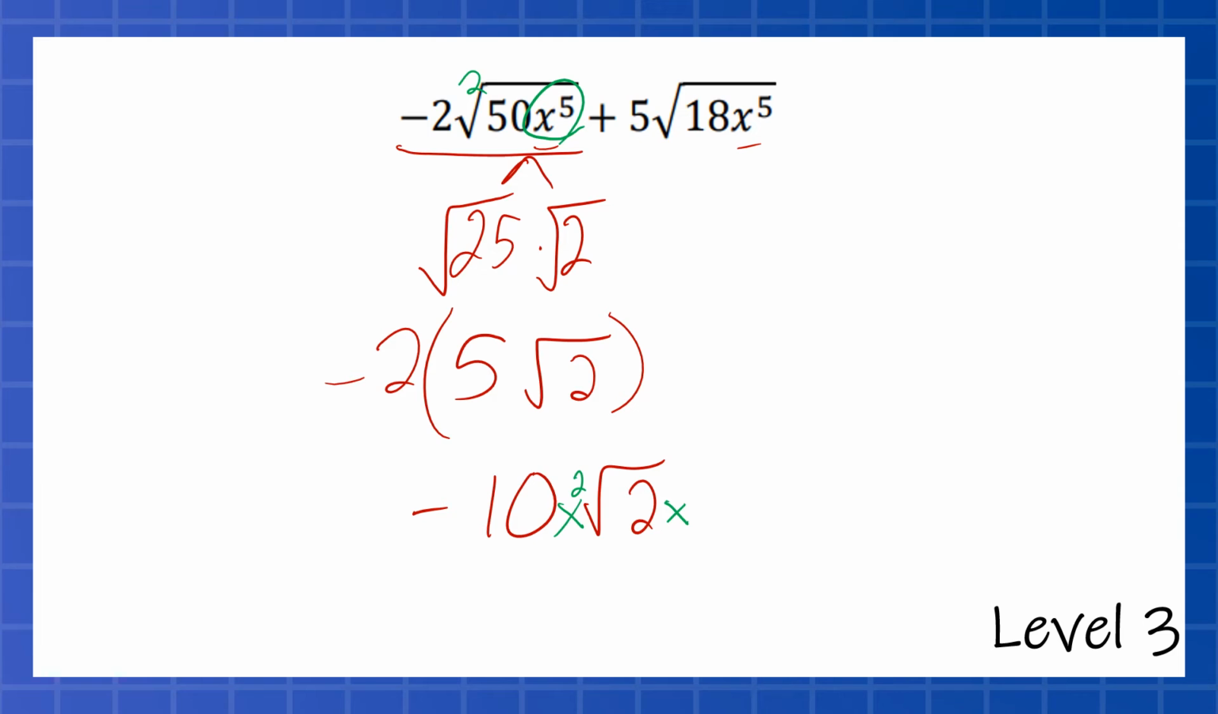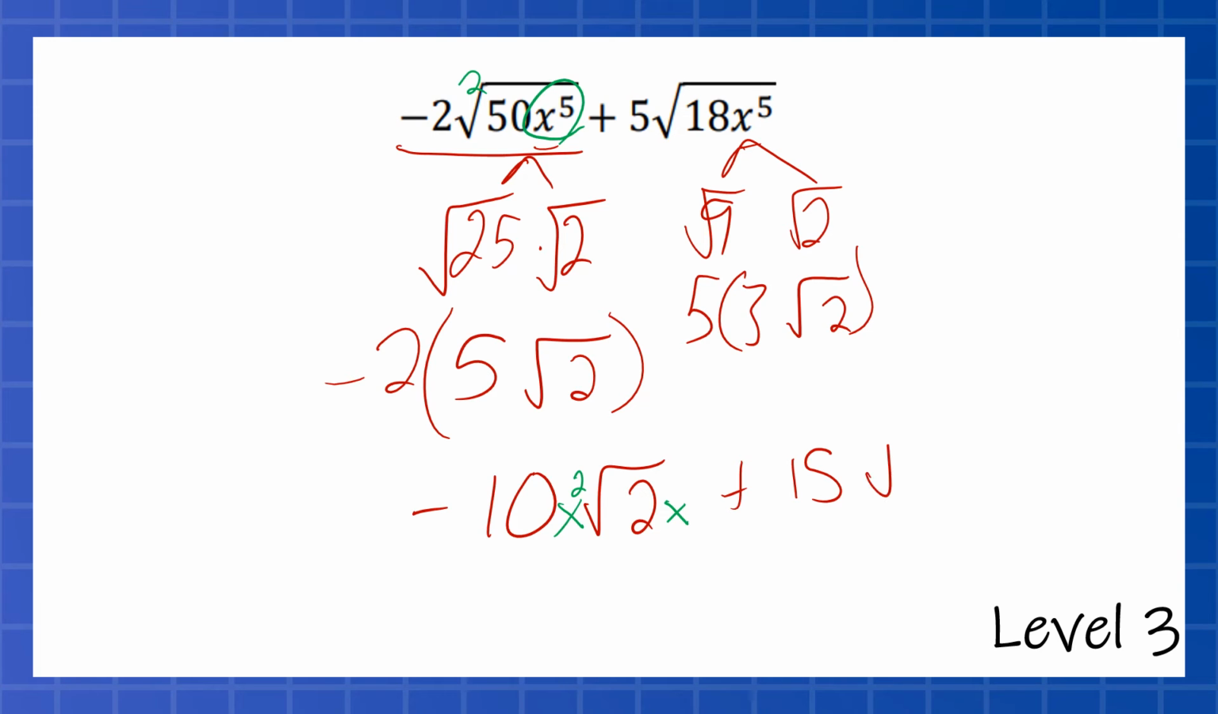Let's take a look at the second part of this problem. We have 9 times 2, which is 18. So the square root of 9 and the square root of 2 would be the same thing as the square root of 18. That's going to be 3 square root of 2. But we already had a 5 out there, so we're going to multiply it, and that gives us 15 square root 2.